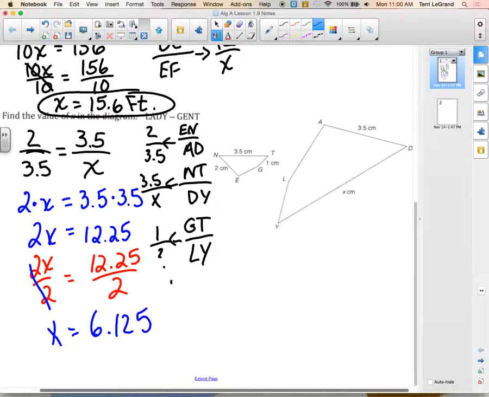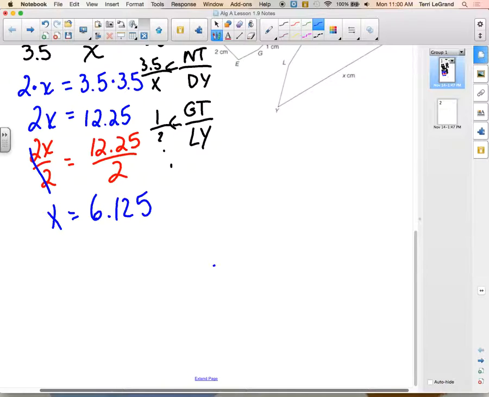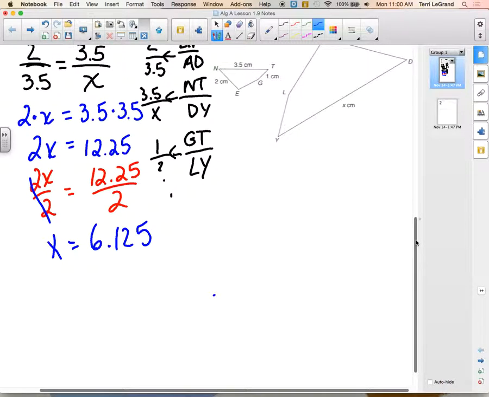Cody? 6.125. Yeah, 6.125. And what would the label be on that? Centimeters. We always want to make sure we go back and look at what the label was on these side lengths and give our missing one that same label.